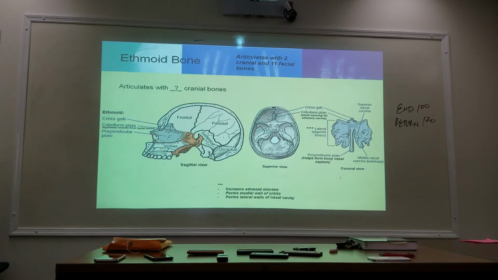All right, so the ethmoid bone articulates with 2 cranial bones and 11 facial bones. 2 cranial bones and 11 facial bones.